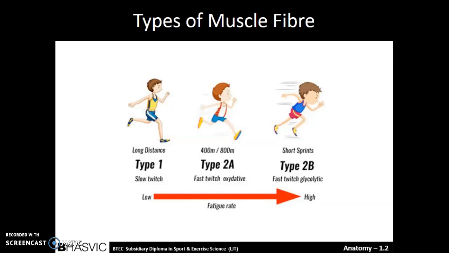However, if you wanted to do a sprint, then the fibers being used would be the fast glycolytic fibers. This has high intensity, so the muscle will contract faster, but it will tire easier. That's why you can't sprint for a long time. The slow oxidative fibers will be the smallest in diameter, whereas the fast glycolytic fibers will be the largest.